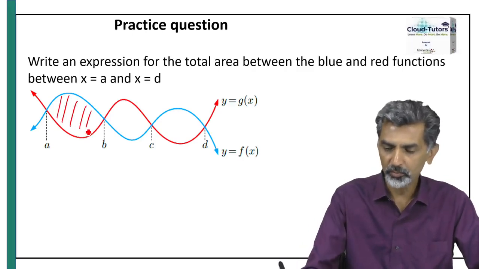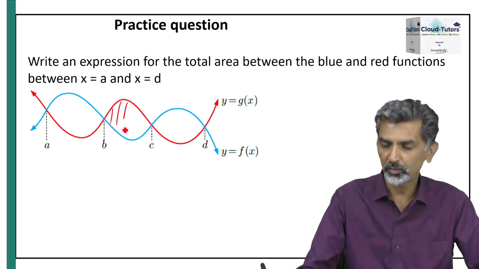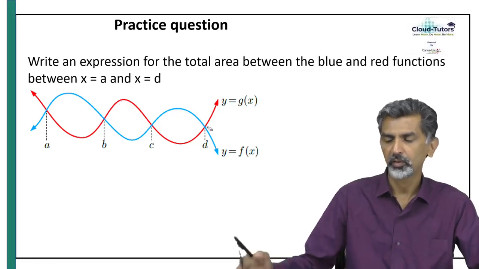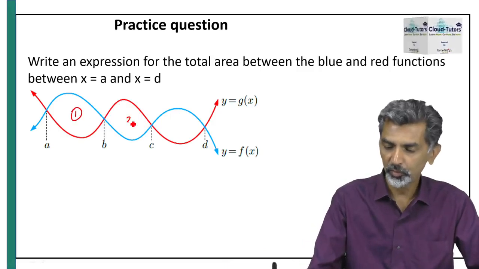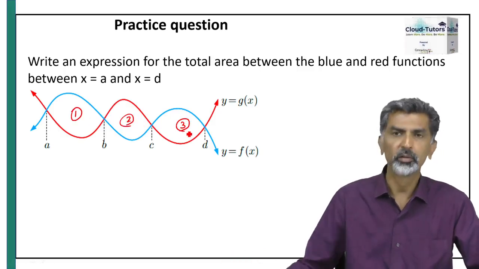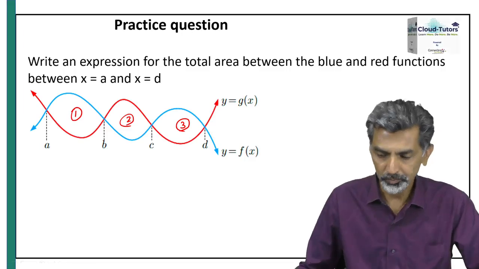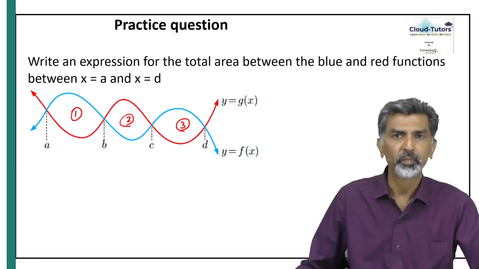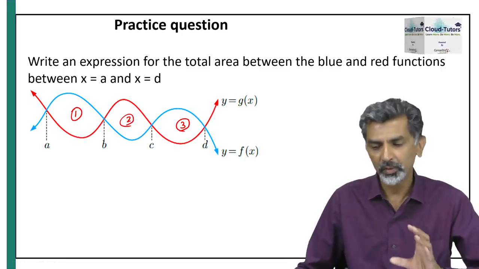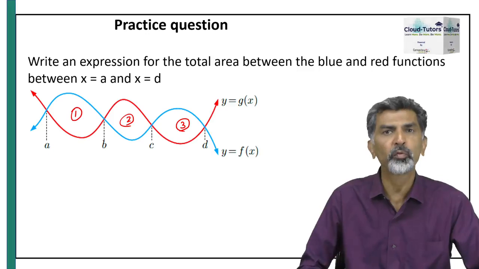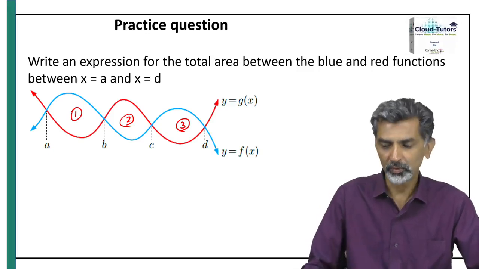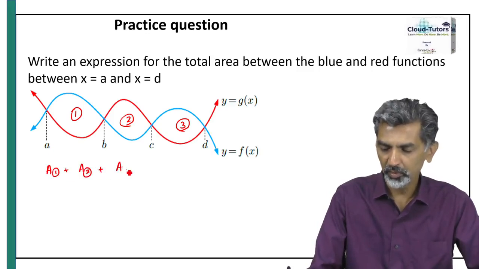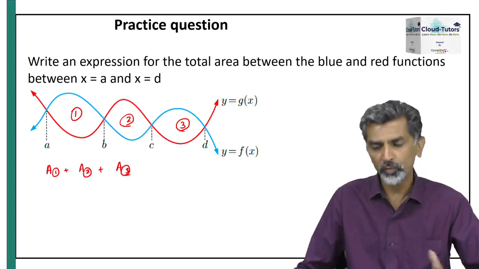So this is one region, this is another, and this is the third. And you can think of it as the first, second, and third. Now, how do we write the total area bound by the blue and red curves, which is the sum of regions 1, 2, and 3? So this is area given as 1, plus area given as 2, plus area given as 3. How do we find this?